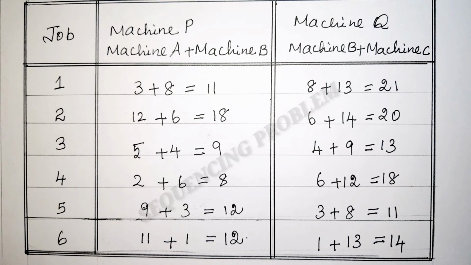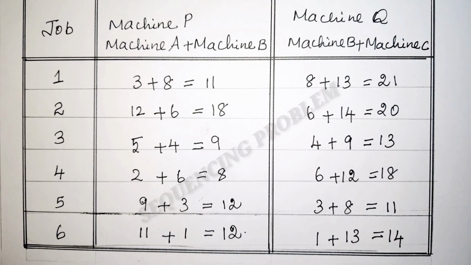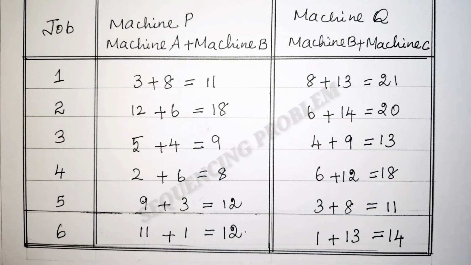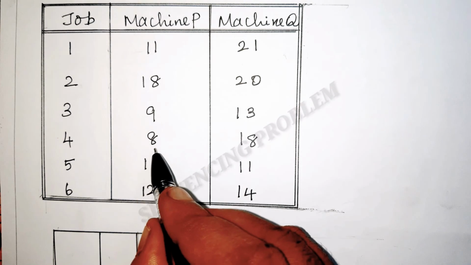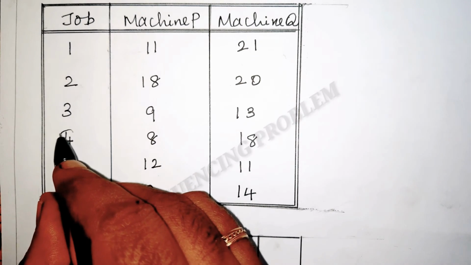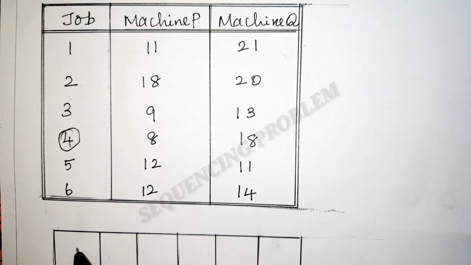Next we have to find the optimum sequence for this particular problem. Optimum sequence is possible only for 2 machines. For that purpose only we convert the 3 machines problem into 2 machines. Now we have to find the optimum sequence. For finding it, you have to identify the minimum value from both the machines. Here the minimum value is 8. It comes under the first machine. So the corresponding job 4 comes first.